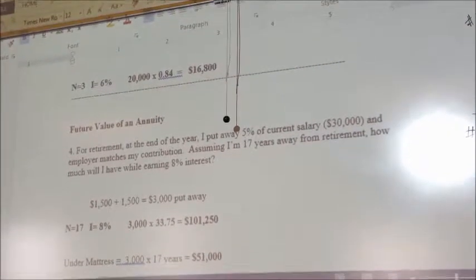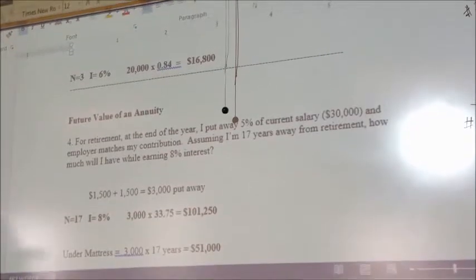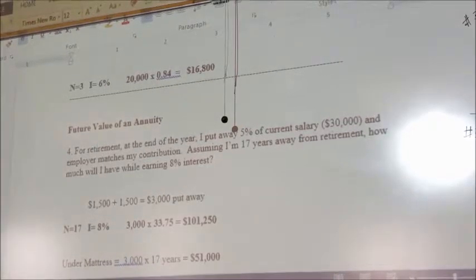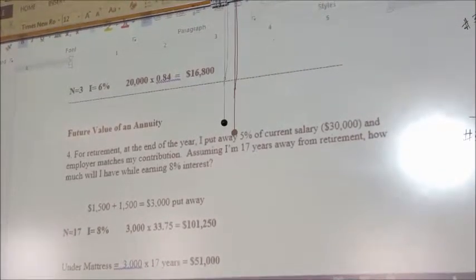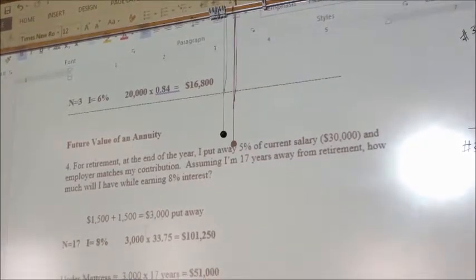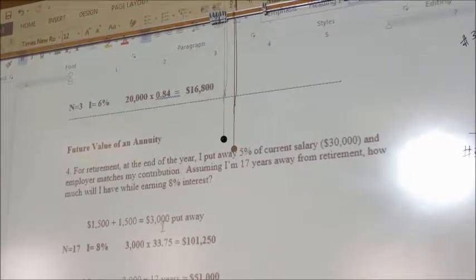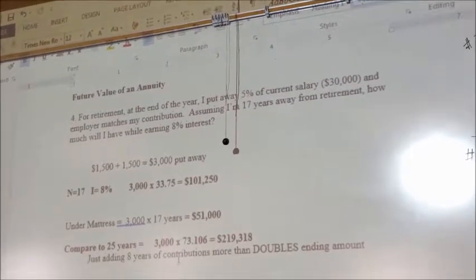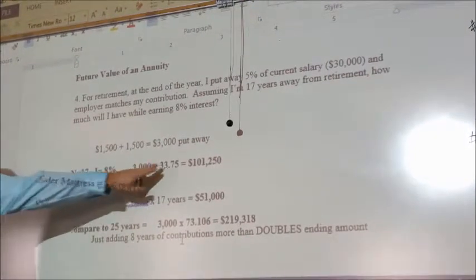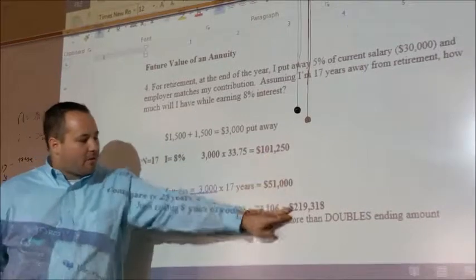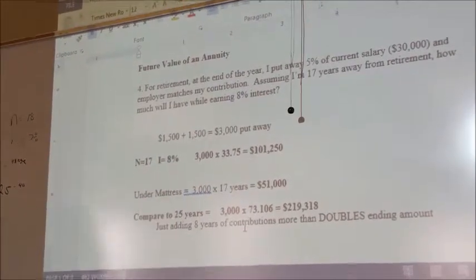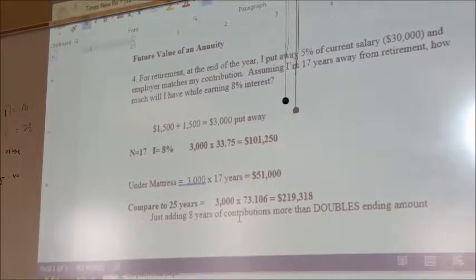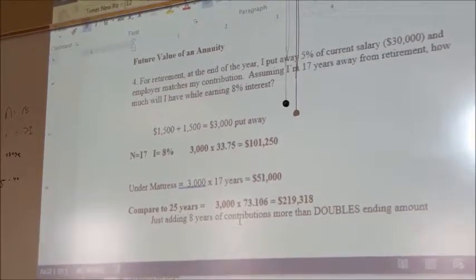And now I want you to compare this to changing this simple number here and starting a few years earlier. If you start just a few years earlier, 8 years to be exact, your number more than doubles from 101 to 219. You didn't double the number of years. We didn't go from 17 to 34. But yet our dollar amount more than doubled.